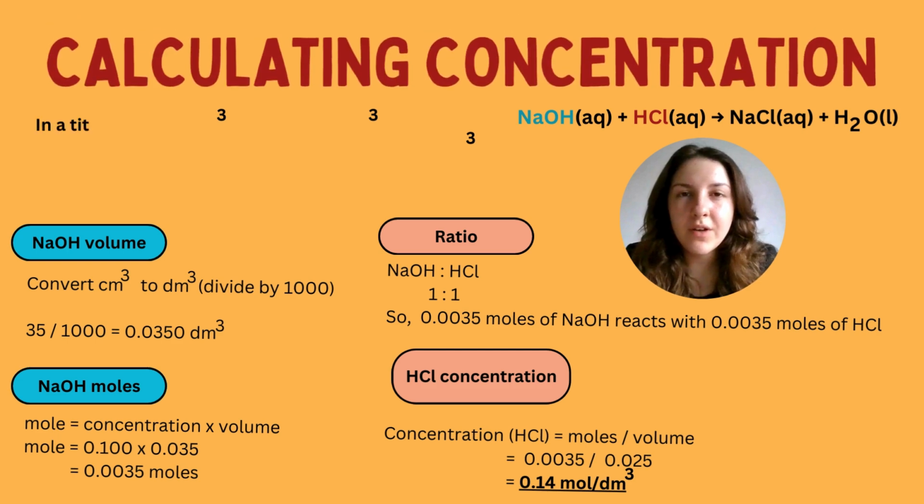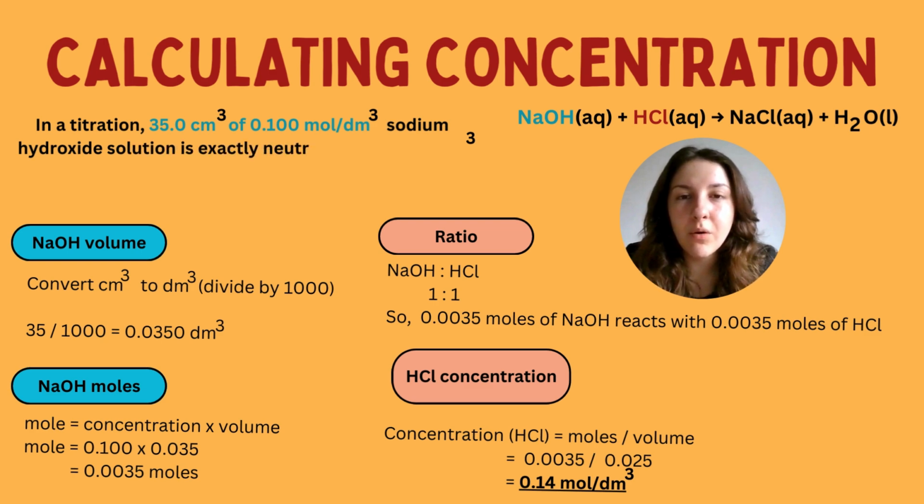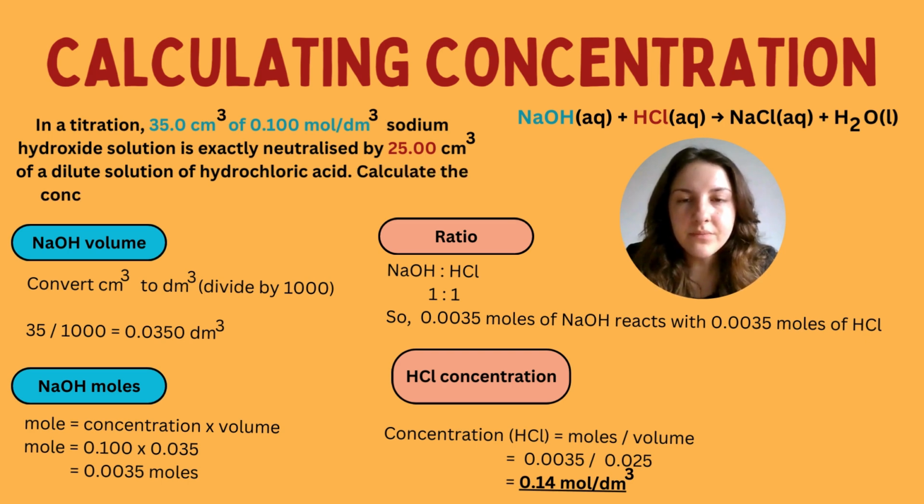So the first type of calculation is to calculate the concentration of a substance. So the question is, in a titration, 35 centimeters cubed of 0.100 moles per decimeters cubed of sodium hydroxide solution is exactly neutralized by 25 centimeters cubed of a dilute solution of hydrochloric acid. Calculate the concentration of the hydrochloric acid.